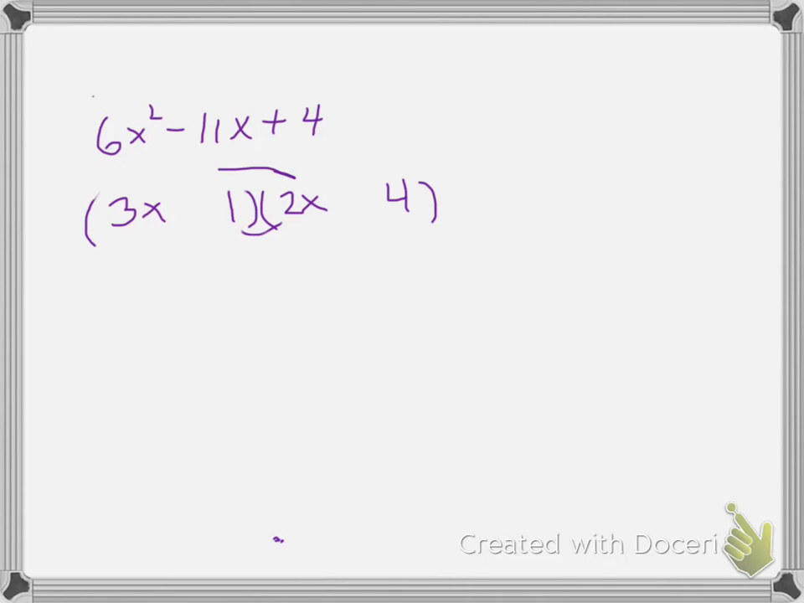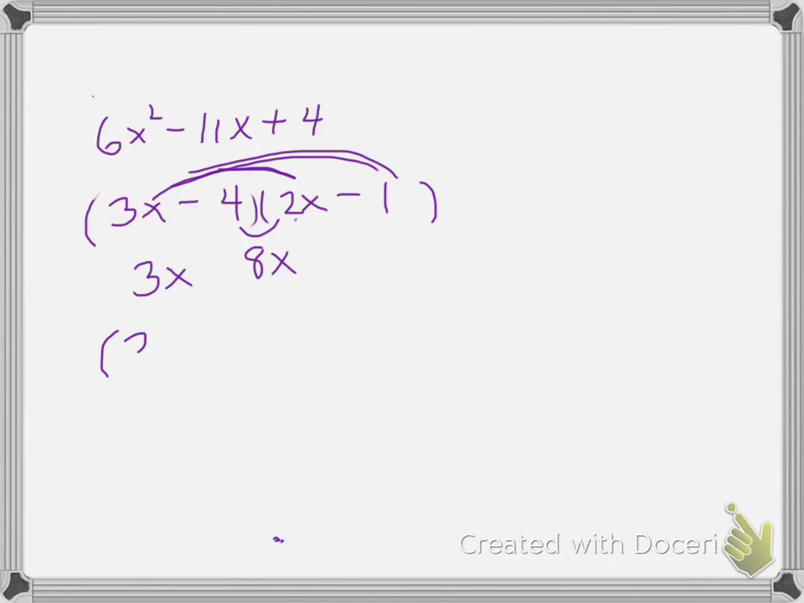If I FOIL this out, I have 6x squared, and then I have 12x and 2x, which is still not right. But maybe if I try 4 here and 1 here, maybe I can get there. That will give me 3x and 8x, and that will get me to my minus 11x in the middle if I have my signs right. In this case, I would need minus 1 and minus 4. So my solution would be 3x minus 4 times 2x minus 1.